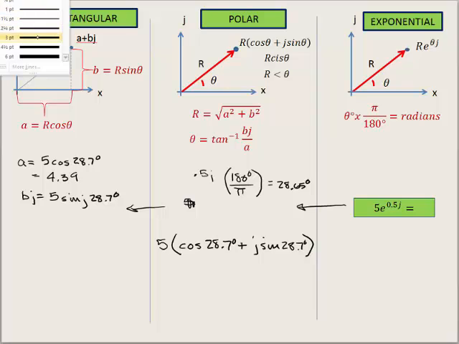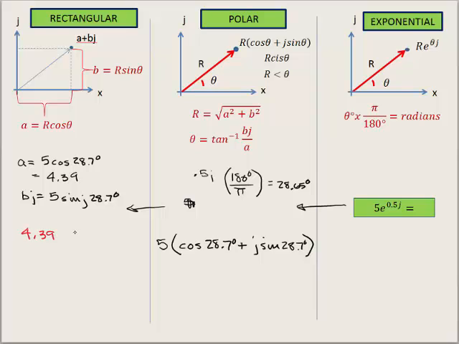Where's our flare? I'm not going to forget it this time. As 4.39 plus, oh, we didn't say what that is. I got to go back. I'm getting ahead of myself. 5 times the sine of 28.7 will equal 2.4j. Sorry. Okay, now let's go back. We're ready to write that. 4.39 plus 2.4j. So that's our rectangular format of 5e to the 0.5j.